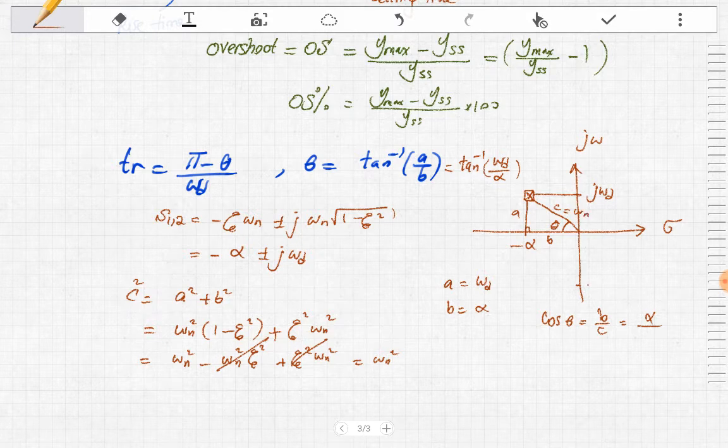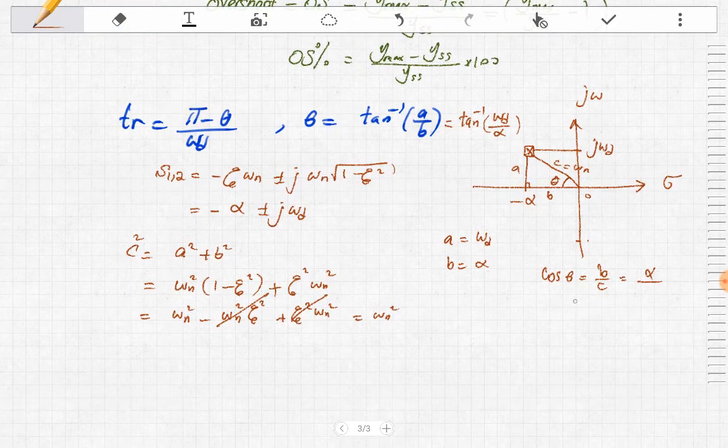So when you sketch on the S plane, you sketch the pole, the real part, the hypotenuse. When you connect the line from this pole to the origin, the length of it is equal to omega n. Yes, the natural frequency. Okay.